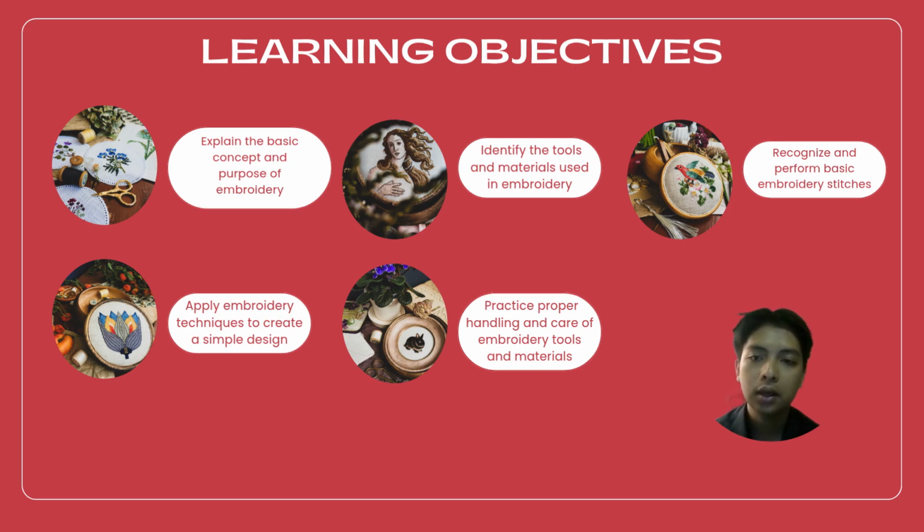The fourth one is apply embroidery techniques to create a simple design, which is learners will transfer a pattern onto fabric, select appropriate stitches and thread colors, and complete a basic embroidery project with neatness and creativity. The last one is practice proper handling and care of embroidery tools and materials. Learners will demonstrate safe handling of embroidery equipment, organize their workspace, and maintain tools and materials properly to ensure safety, efficiency, and long-term usability.